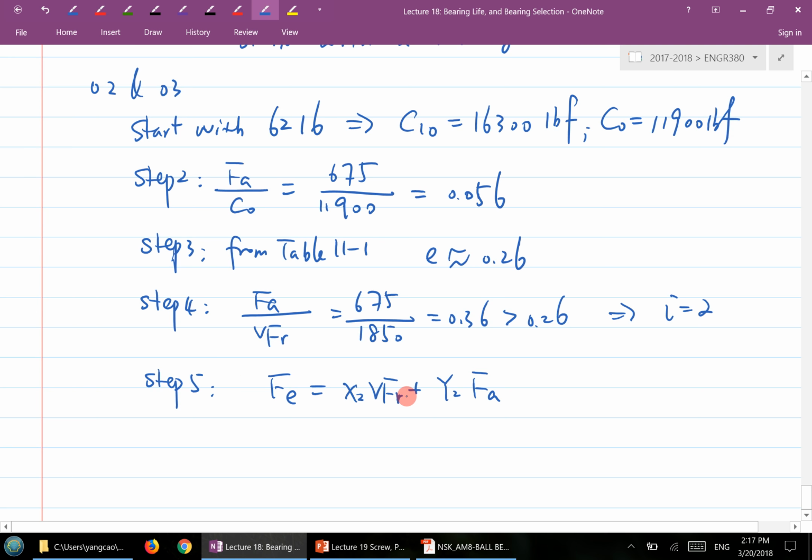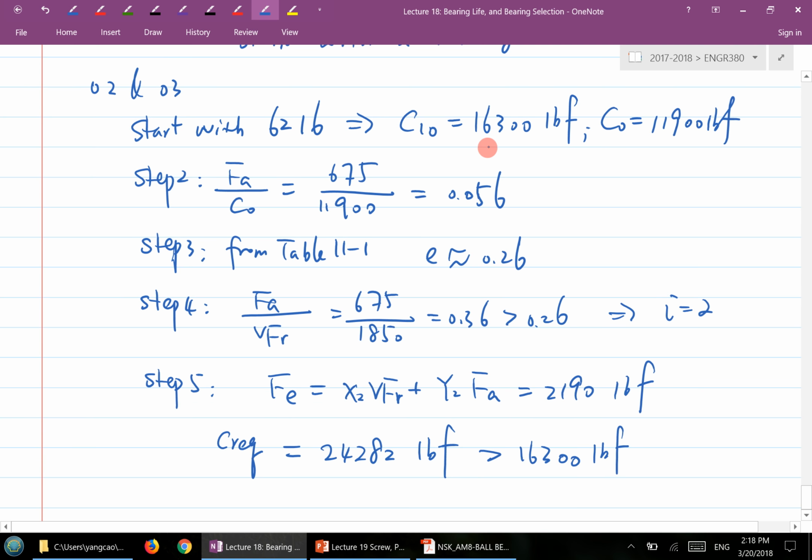So you can recalculate the equivalent force based on the updated I equal to 2, and that gives us 2190 pound force. If we recalculate the C required with the formula, this time we got 24282 pound force. So now the required C is bigger than the bearing, bigger than C10 corresponding to the picked bearing here.